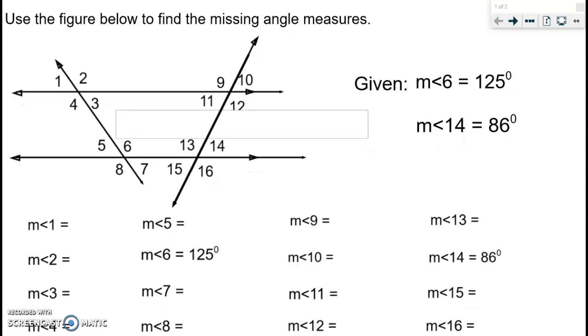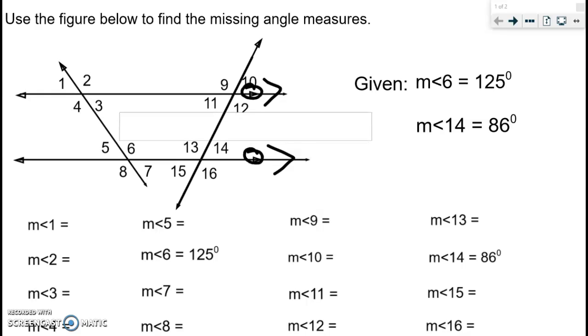All right. So let's use the figure to find the missing angle. Do we have parallel lines? Yes, we do. These little symbols right here tell us that they are parallel. Oftentimes you'll see them written as that as well. Those are all parallel lines.